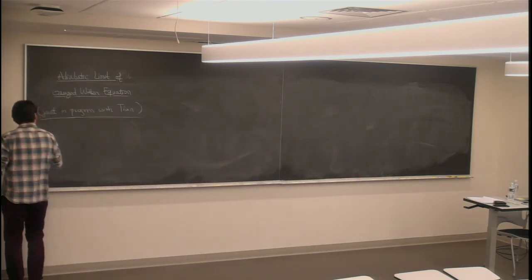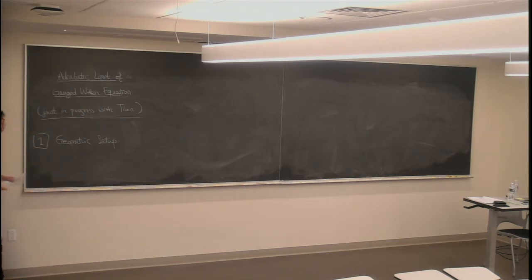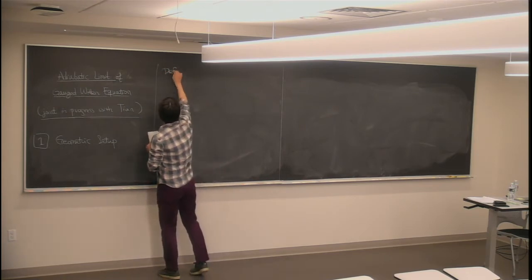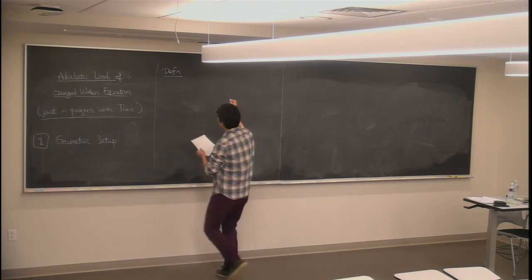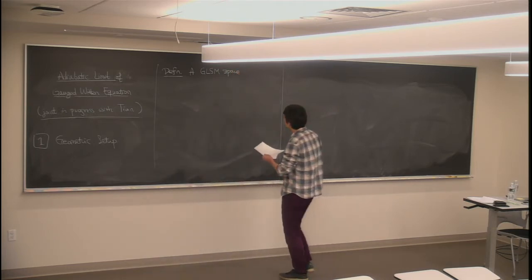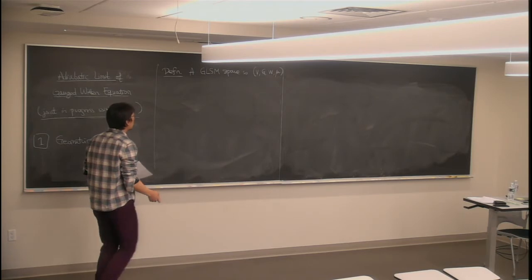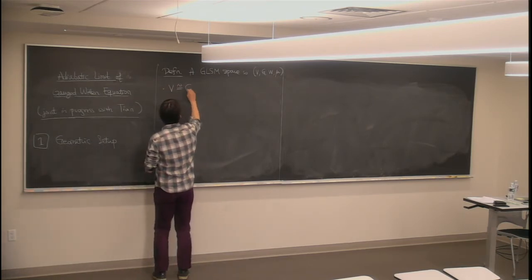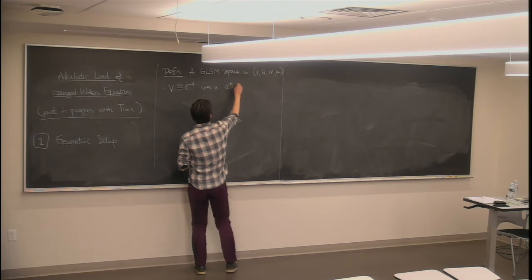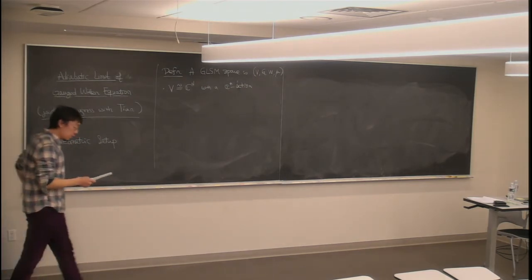Let me start with the geometric setup. I believe this setup would be useful for other people's talks. So the geometric objects we're considering are called GLSM spaces. A GLSM space is a tuple V, G, W, and mu, where V is a complex vector space with a linear C-star action. The C-star action is usually called the R-charge or R-symmetry.